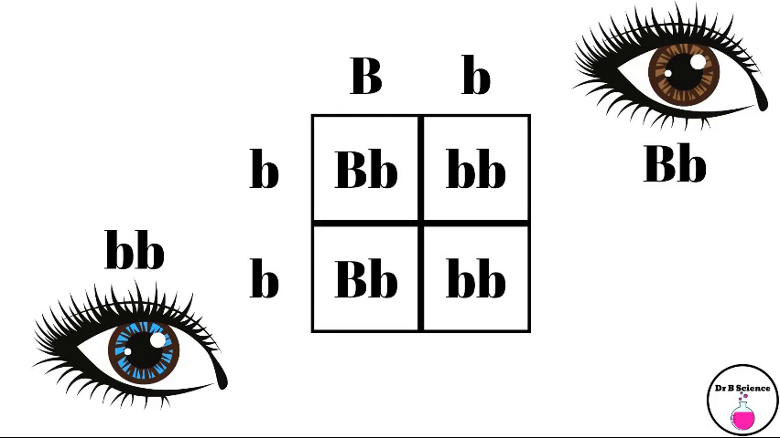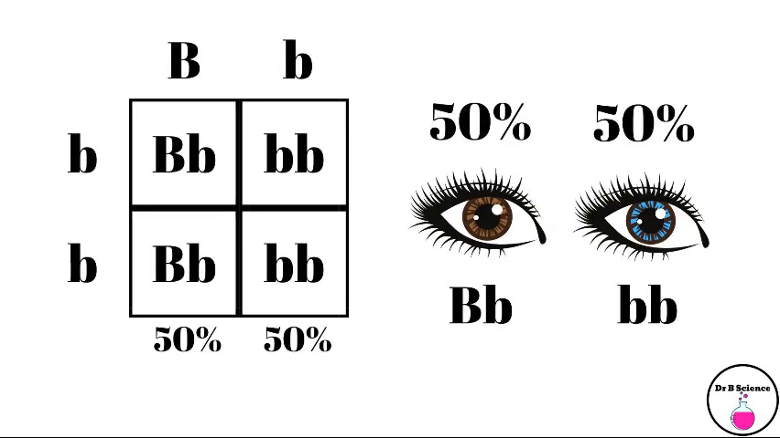If the other parent has blue eyes, we know they are homozygous recessive. We can use a Punnett square to map out the potential combinations in the offspring. The Punnett square demonstrates that 50% of the offspring will have brown eyes, and 50% will have blue eyes.